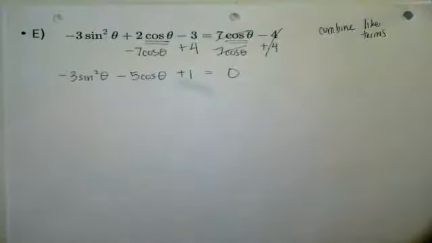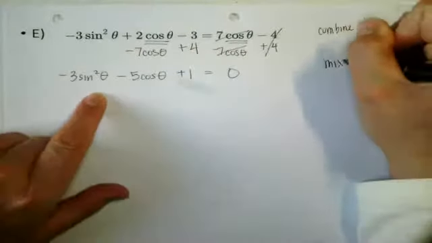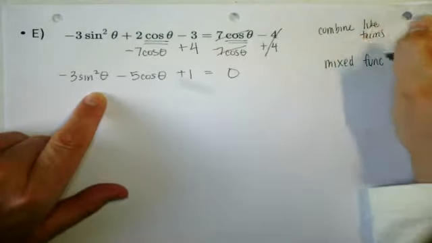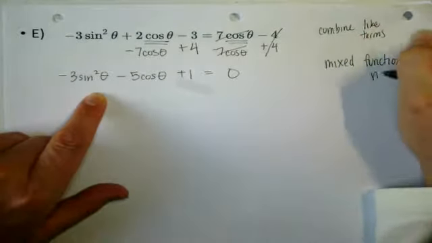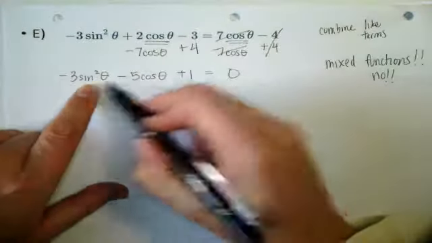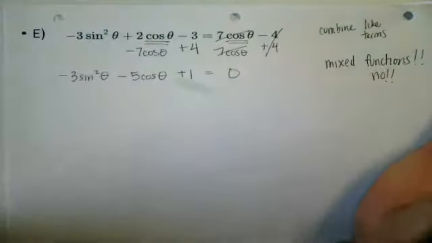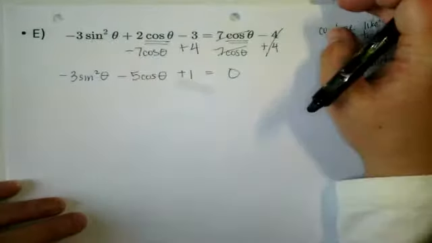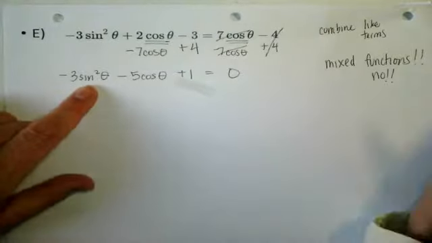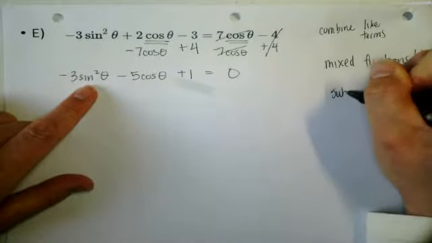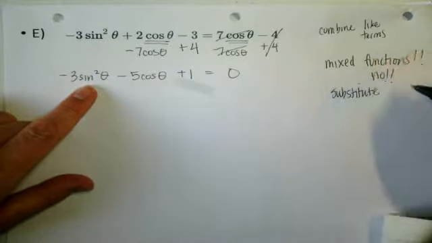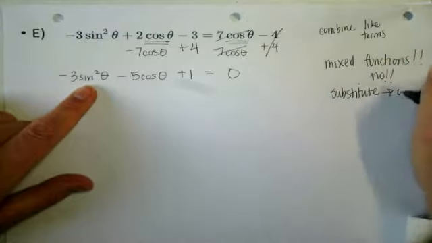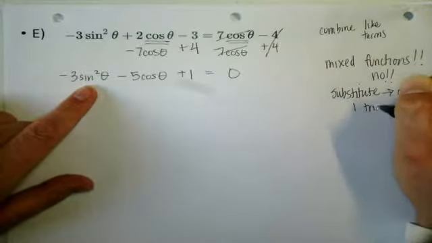What's the problem here? We have mixed functions. We can't have sines and cosines. It doesn't usually work. There is one way that it does, which I think we'll see in just a minute. But usually we can't have mixed functions like this. So we have to do a trig substitution. Substitute so that we have only one trig function, if we can.